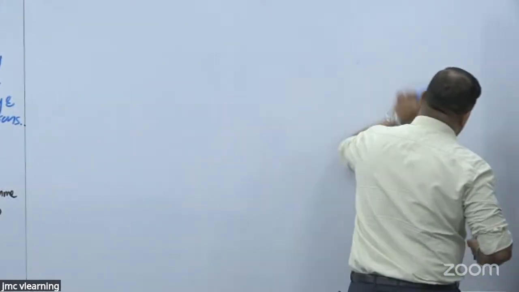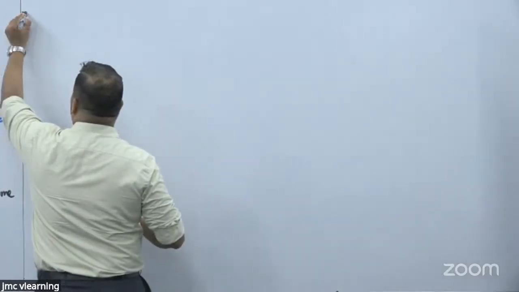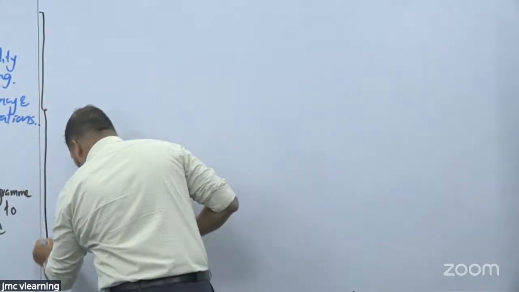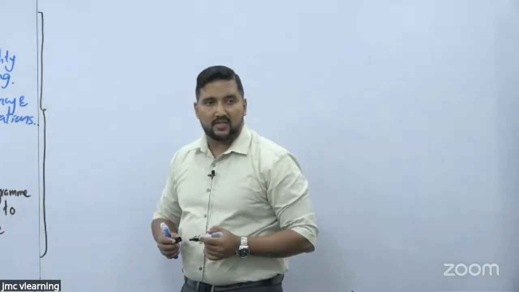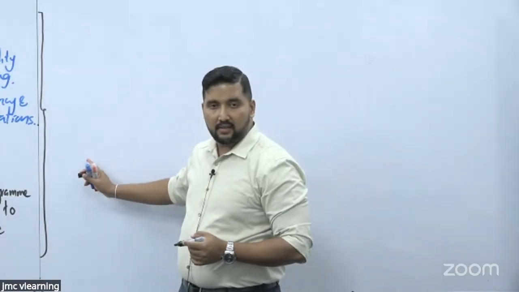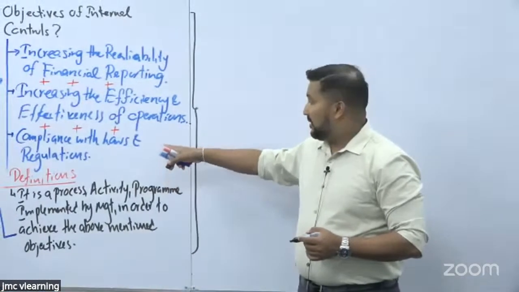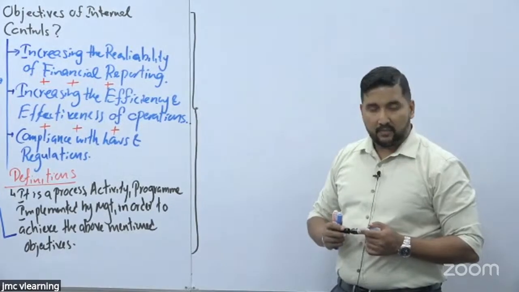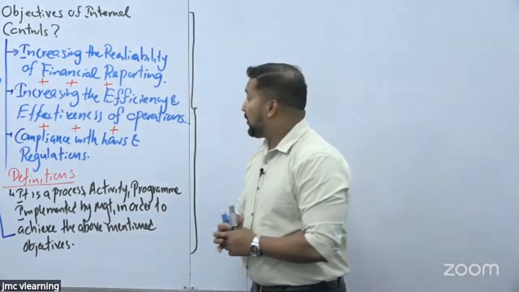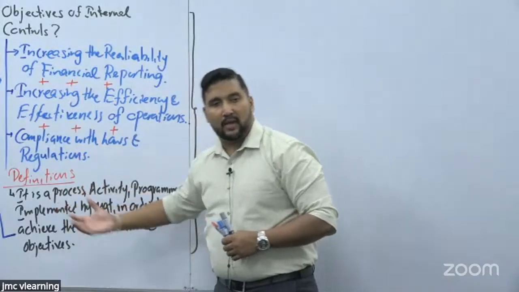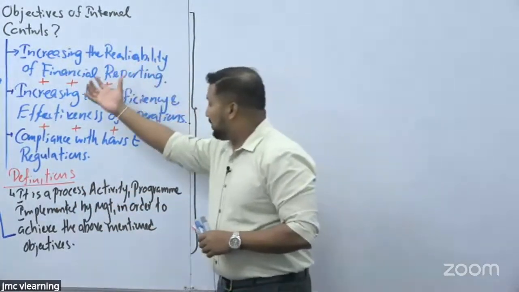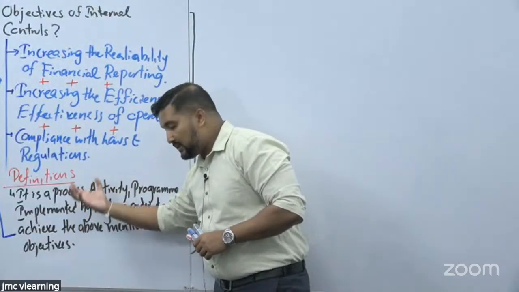For you to have a better internal control system within the business organization to achieve these objectives, what do you want to have? What are the things that need to be in place to establish internal control in order to achieve these objectives?